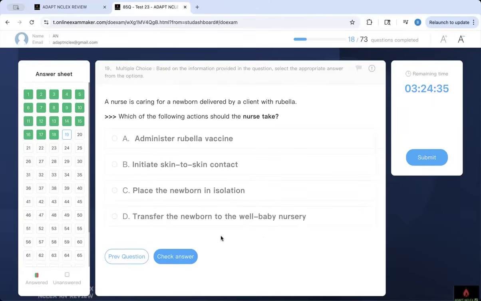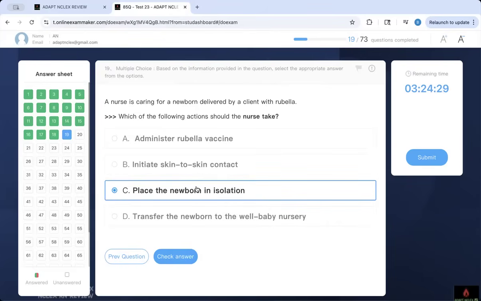You pick your answer? Baby probably has been exposed. Therefore, the right answer: isolate the baby so that they don't infect other kids. In the well baby nursery, everybody is going to get infected. Skin-to-skin contact, more exposure. Administer rubella vaccine? No, the baby is too young.